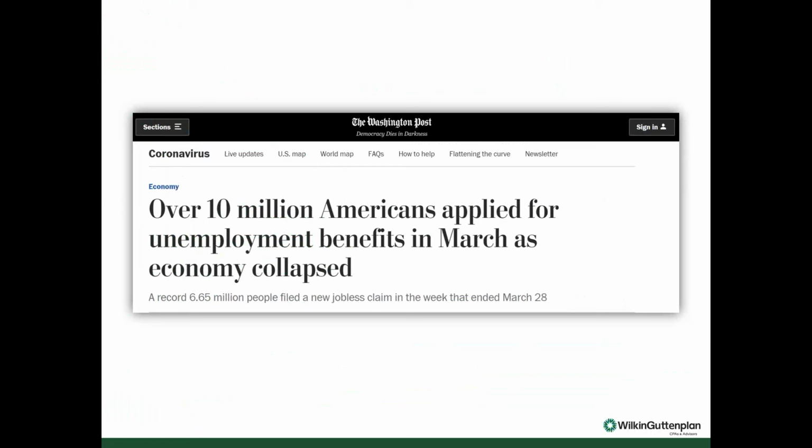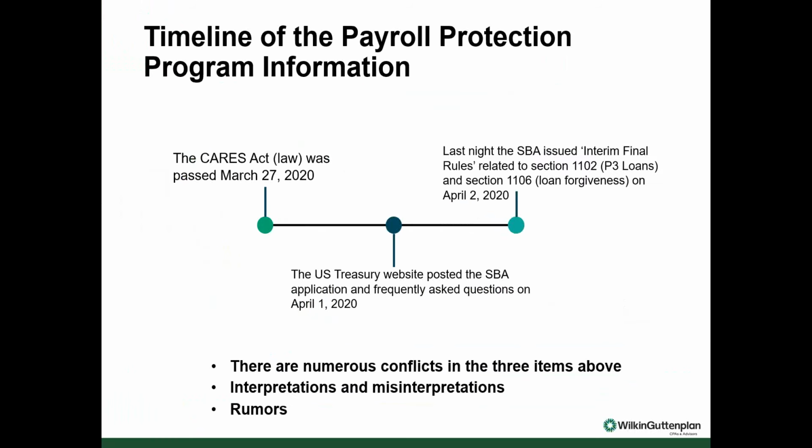Many businesses have gone to zero. Things like hotels and restaurants may not be at zero because they are able to have takeout, but many other businesses, retail and otherwise, have simply stopped earning revenue. The headline you see in front of you here now is a shocking and sobering headline. Over 10 million Americans applied for unemployment benefits in March.